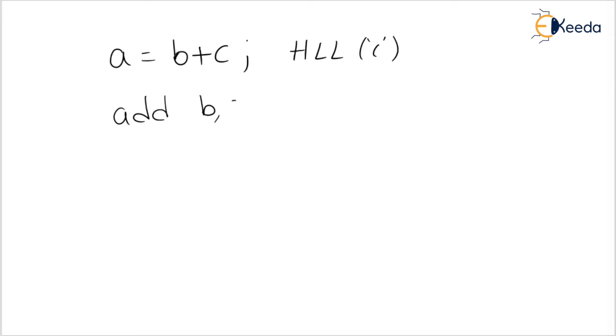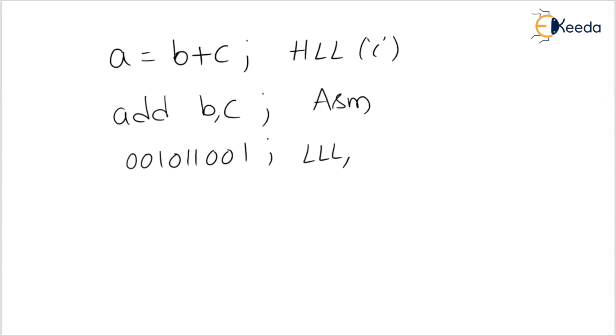ADD A, B, C. Which language is this? Assembly language. ADD A, B, C. This is assembly language. Now coming to the next language, that is 0010111001. Now you tell me which language it is. This is called low level language, or machine level language, or object language, or binary language.